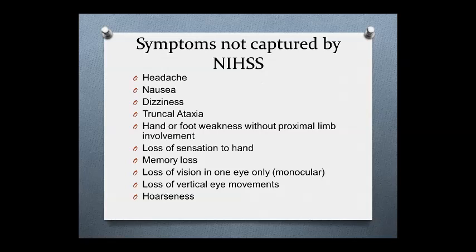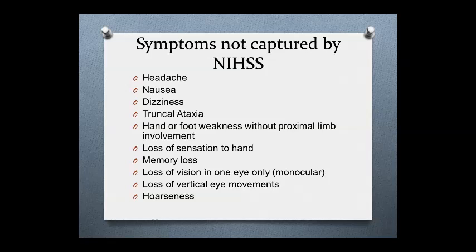If they're complaining of headache, if they have nausea or they vomited, if they're complaining of dizziness, if they have truncal ataxia, which would mean, say, if they're sitting on the stretcher and you're noticing they're leaning over about to fall off the stretcher. If just their hand or foot is weak because they may not have drift. If they lose sensation just to the hand, since we don't test that. If they have other memory loss that may not affect the orientation question or seems like they're just confused in general.